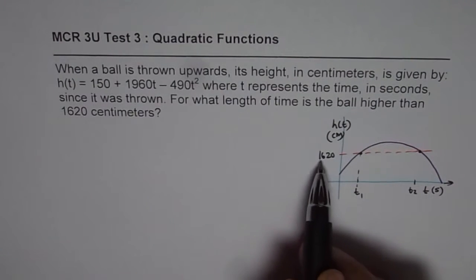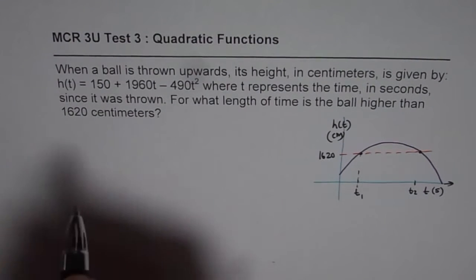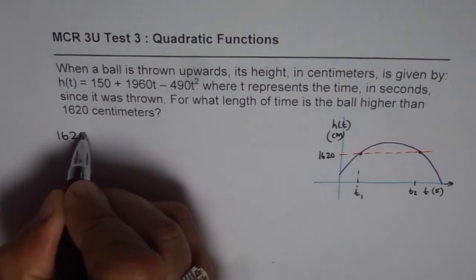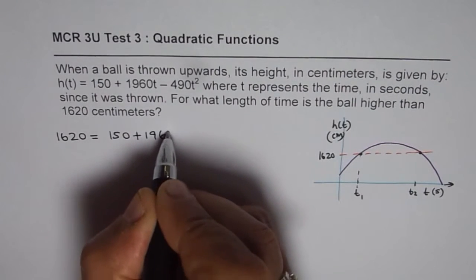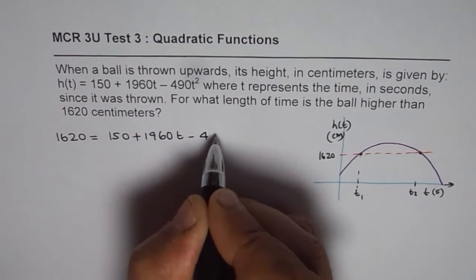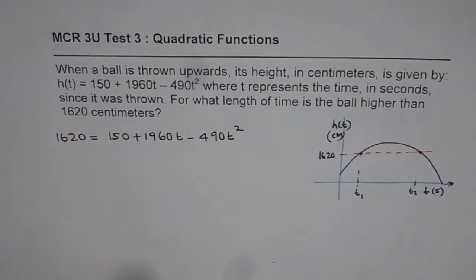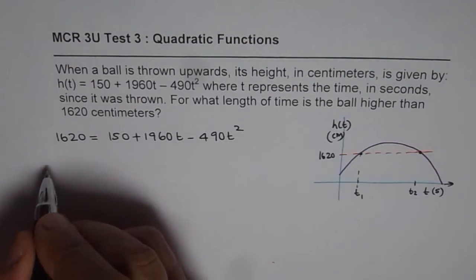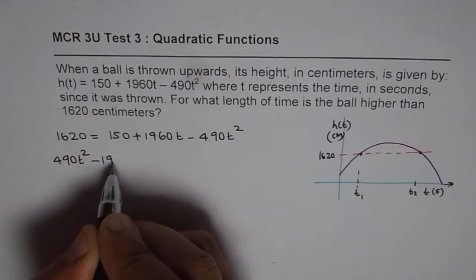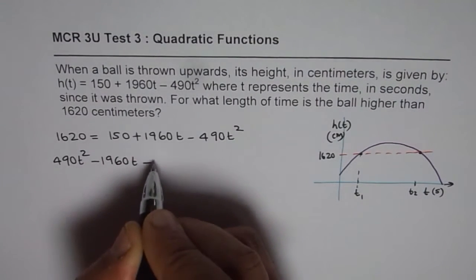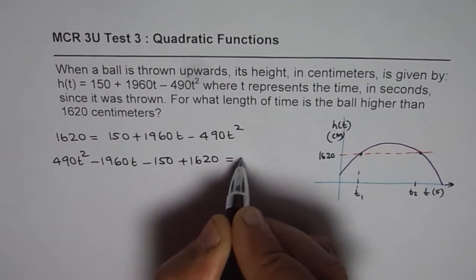For these times the height is 1620. So in the equation we'll replace h(t) with 1620. We rewrite the equation as 1620 = 150 + 1960t - 490t². Basically we have to solve this equation. Let's bring all the terms to the left side. So we get 490t² - 1960t - 150 + 1620 = 0.